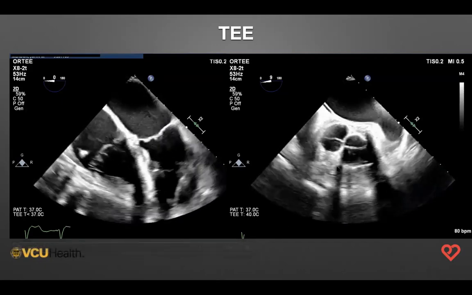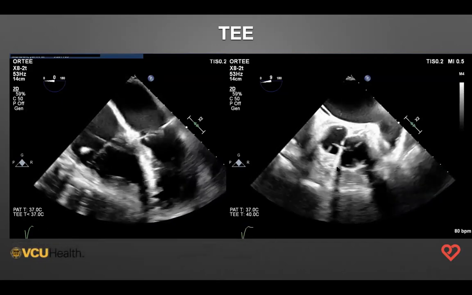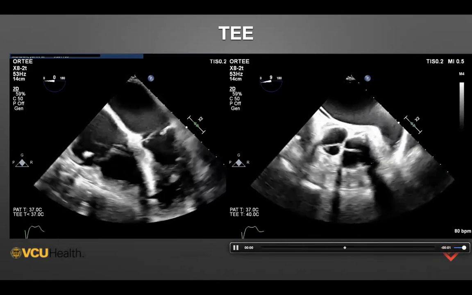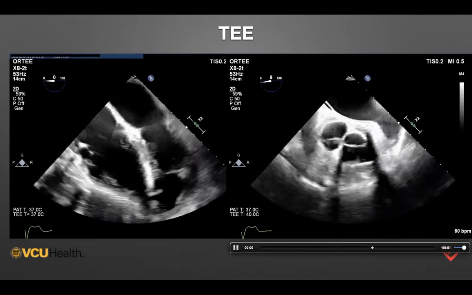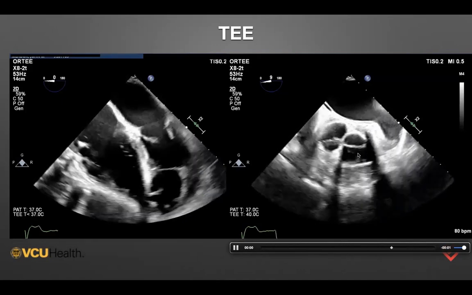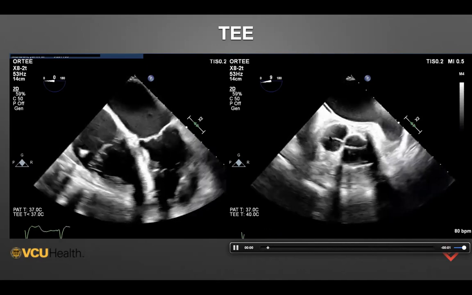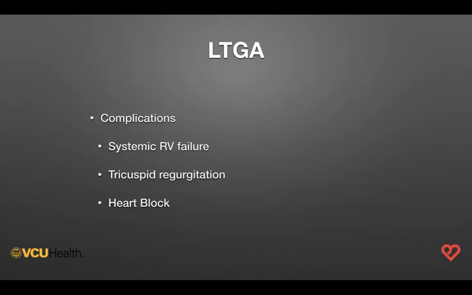Here, just like I showed you before, the parallel great vessels, here you see both great vessels in short axis. Remember, the aorta is always more anterior, and here is the pulmonary valve. So what are the complications? They get RV systemic failure. On that previous echo image, the RV was dysfunctional. It's a systemic RV. You get tricuspid regurgitation, and heart block is very common.